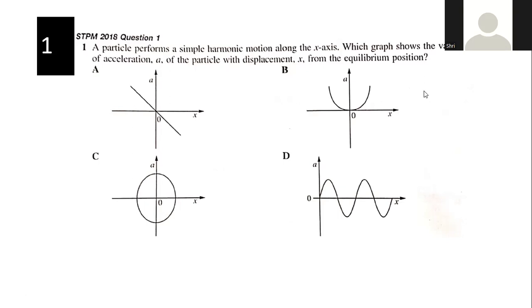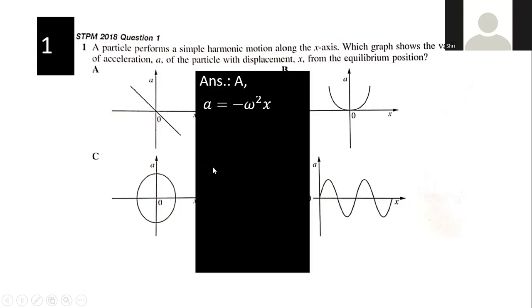Which graph shows the variation of acceleration of the particle? See, you're not sure. You simply guess only. This is for velocity. This is for potential energy. This is for the acceleration-time graph, not displacement. So the answer is A. That's a definition that you must remember.